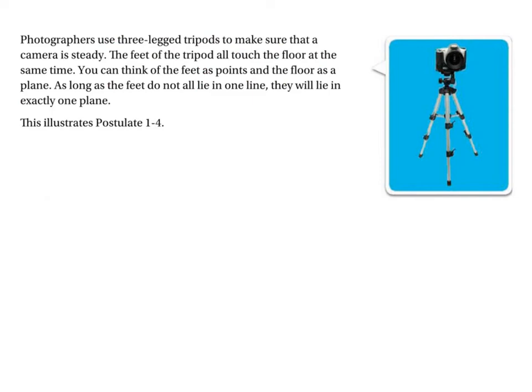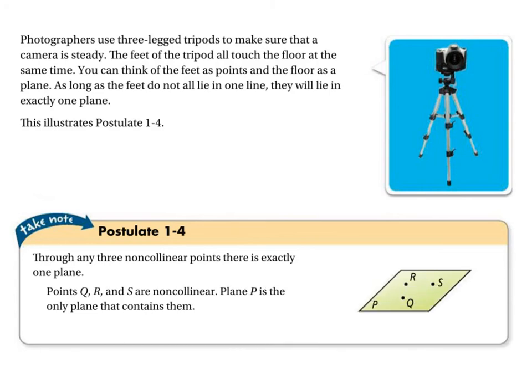Okay? And this illustrates postulate 1-4, which is through any 3 non-collinear points, if they're not all in a line, there's exactly 1 plane. And again, as I said earlier, if you take any 3 points and you connect them to form a triangle, that triangle is a portion of the plane that those 3 points lie on. Okay, so points Q, R, and S are non-collinear.